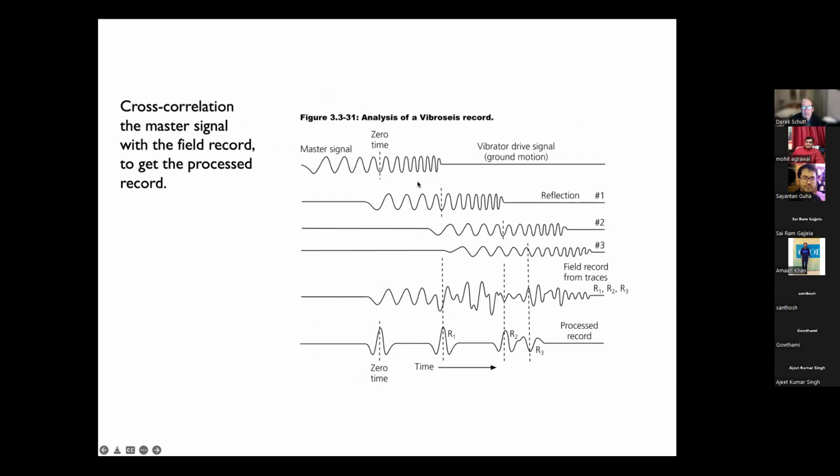So what we do is cross correlate this master signal with the reflections. We take this, shift it, multiply it with the signal, shift it again, multiply it with the signal, and we see where we get the peaks and troughs, and that tells us where R1, R2, and R3 are.